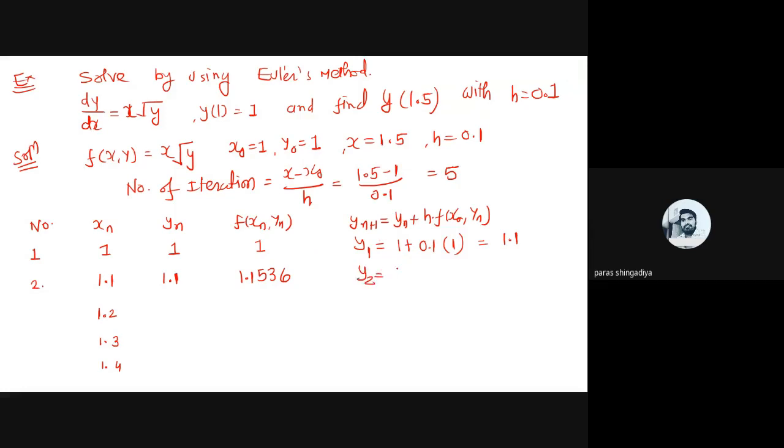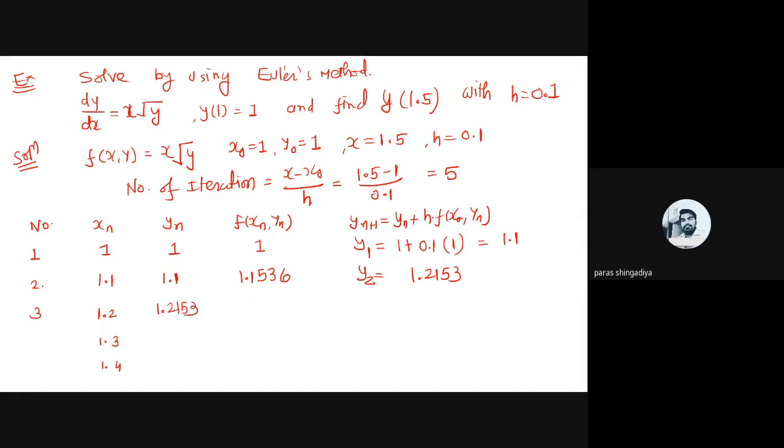So y2 is equal to y1 plus h into f of x1, y1. Okay, so y1 that is the 1.1 plus h is 0.1 in the bracket, function value 1.1536. So it will be 1.2153. 1.2153, the final answer. Okay, just verify this answer. If you have any doubt, please ask it. And here write y2 value 1.2153.